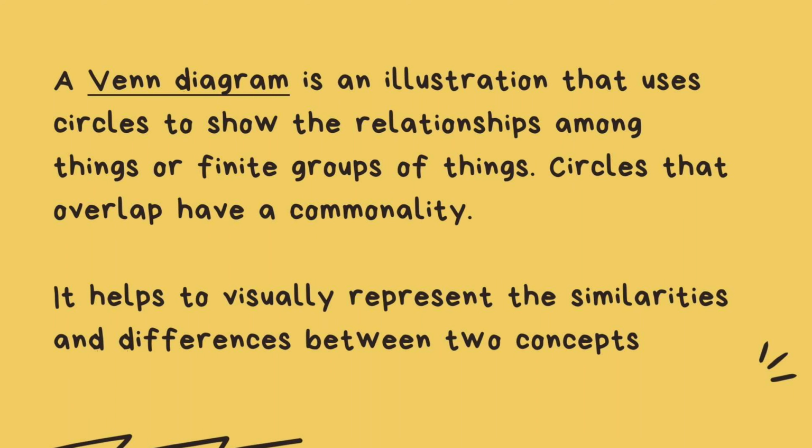Remember, a Venn diagram is an illustration that uses circles to show the relationships among things or finite groups of things. Circles that overlap have a commonality. It helps to visually represent the similarities and differences between two concepts or more.